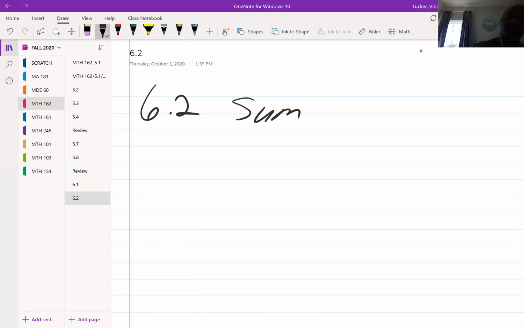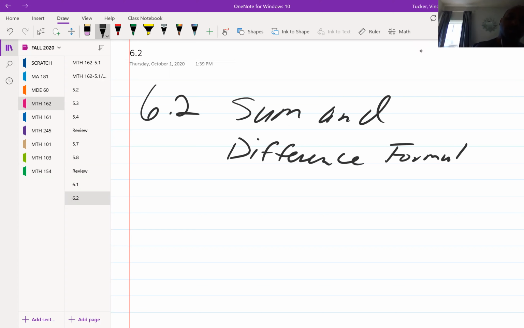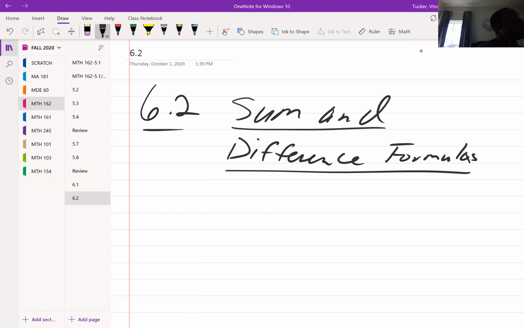Right, so we're looking at sum and difference formulas. And if by the end of class you thought of some problems you want me to go back over from last class, let me know if we can do that. Because like I said, this section, at least I think, is short. We'll see. All right. So sum and difference formulas.